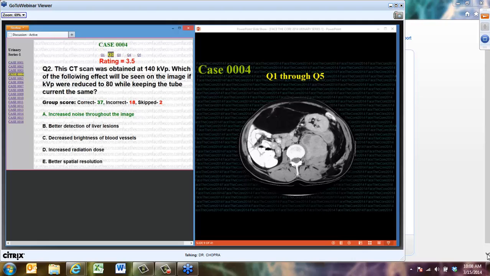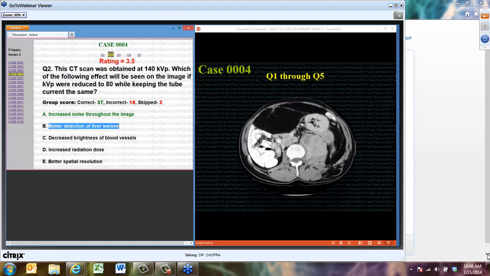So this CT scan was obtained at 140 kVp. Which of the following effects will be seen on the image if kVp were reduced to 80 while keeping the tube current the same? Decreasing the kVp to 80 will actually increase the noise throughout the image. It will not cause decreased brightness of the blood vessels, because the iodine-containing blood vessels will appear brighter. It will not cause increased radiation dose, and because of the presence of noise, your SNR will go down and the spatial resolution will also go down.